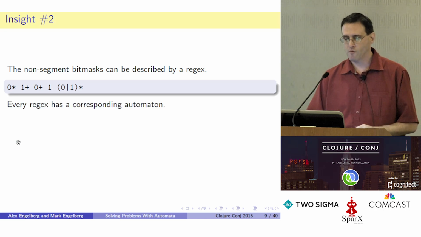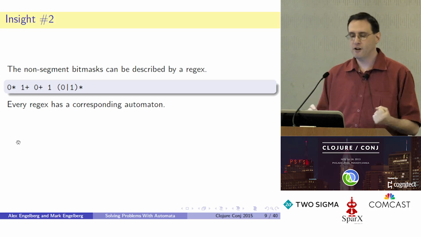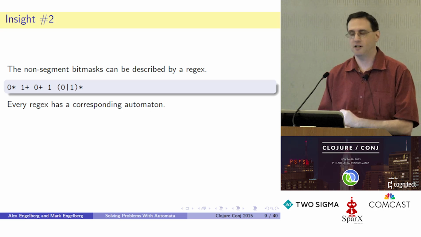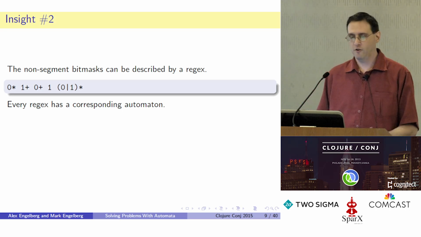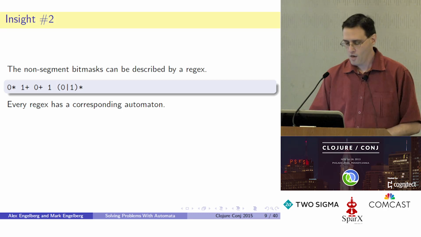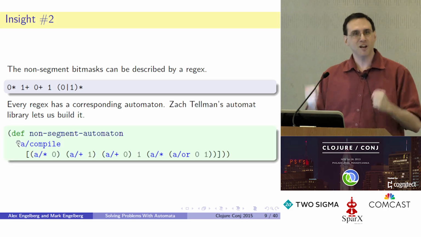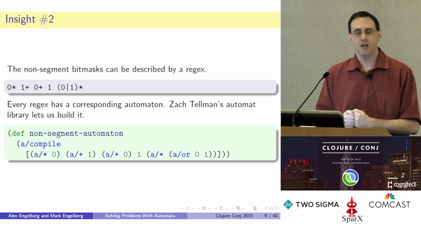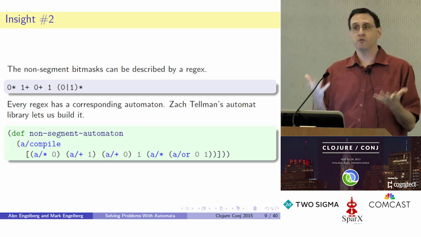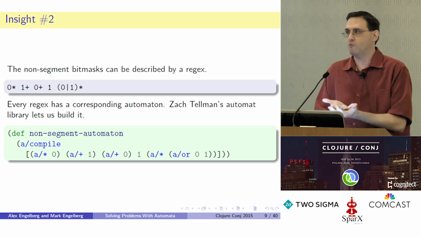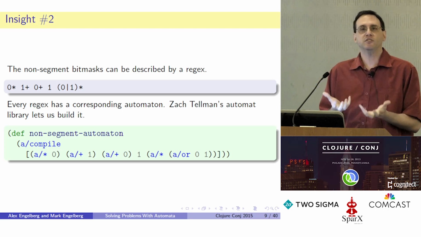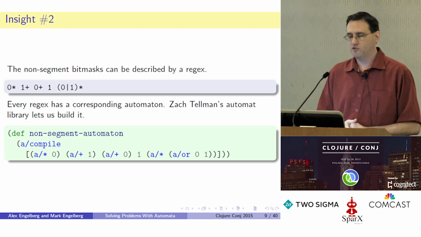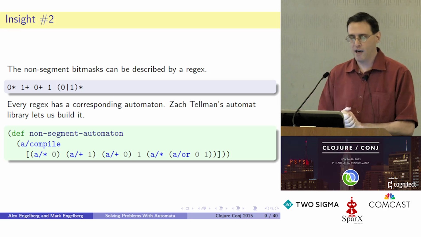Now, the next key point about this is that every regular expression has a corresponding finite state machine, a corresponding automaton. This is one of the big results of automata theory, that there's this correspondence. The other cool thing is that Zach Tillman wrote a library called Automat that makes it really easy to build such a state machine. So in this case, we could maybe try to use the built-in regular expression machinery, but we want to do this kind of regular expression pattern matching on a sequence of numbers. And so this is the natural way to do it with this Automat library.